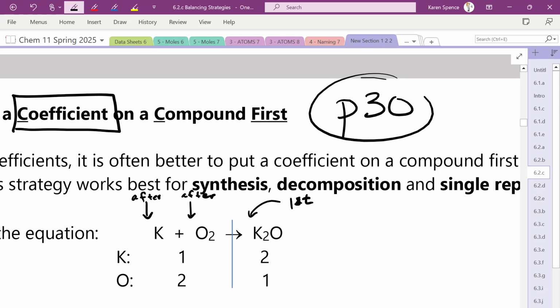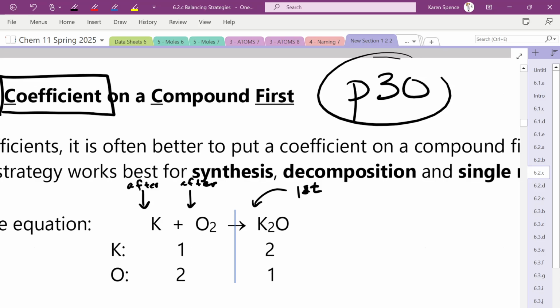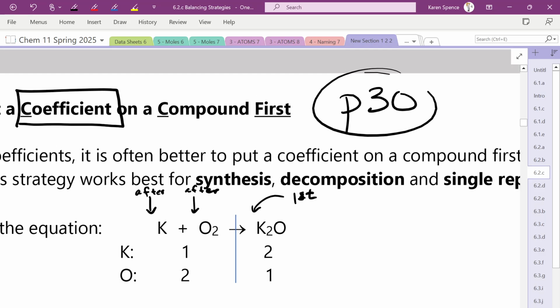So here we have, what kind of reaction is this one? We got K plus O2 gives K2O. What kind of reaction is that? Synthesis. Two things become one. And if we look at our little chart, we have 1 K, 2 Ks. We got 2 O's on the left. We got 1 O on the right.